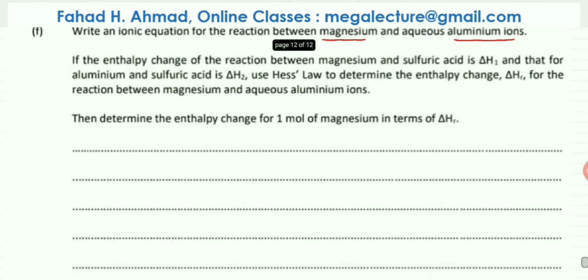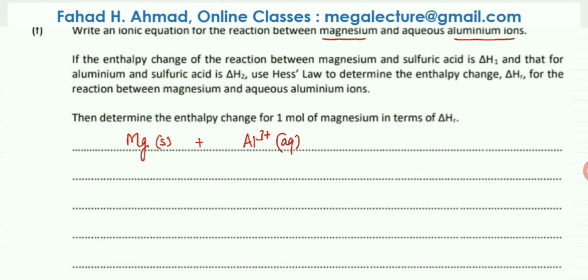So let's write down the reaction over here. Here's magnesium solid reacting with aluminium ions, which should be aqueous. Now magnesium is more reactive, which means that it loses electrons more easily. So it's going to lose the electrons and give those electrons to aluminium ions. So this is what's going to happen. Here are my products.